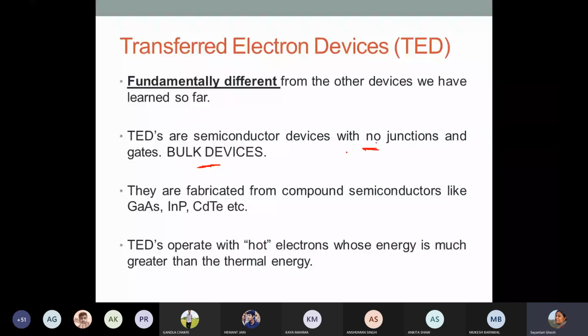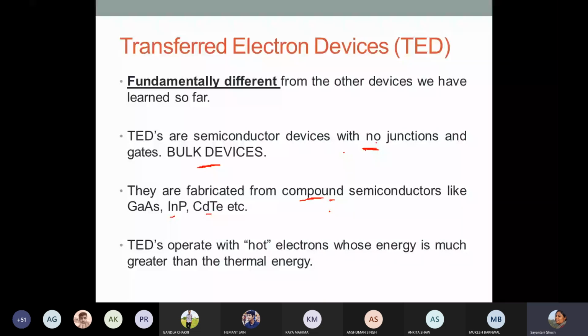The second thing is that generally these devices are made of compound semiconductors, like gallium arsenide and other similar kinds of materials. Why so? We will see that as well, but that is one of the fundamentally important differences, because for devices like JFET and MOSFET we saw silicon and germanium, elemental semiconductors, preferred. On the other hand, here we will see that the properties needed for the fabrication of these devices are only present in compound semiconductors like gallium arsenide.